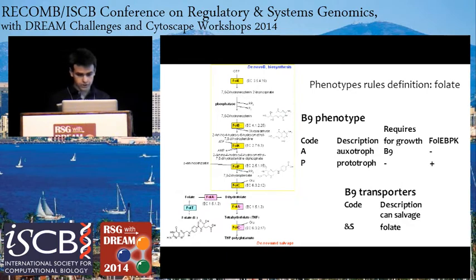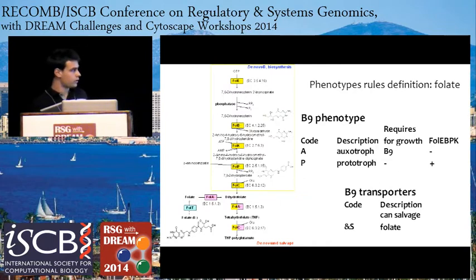Using our reconstructions of biosynthetic pathways, we developed phenotype rules for 8 B vitamins. Phenotype rules: prototrophs are organisms that are capable of synthesizing some vitamin, and auxotrophs are organisms that can't do it.